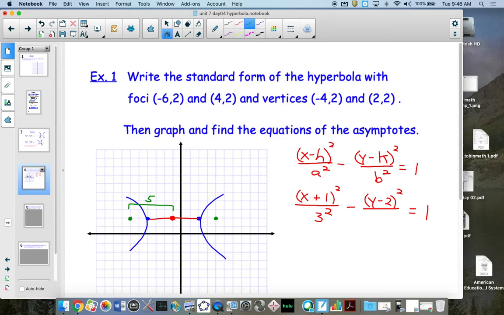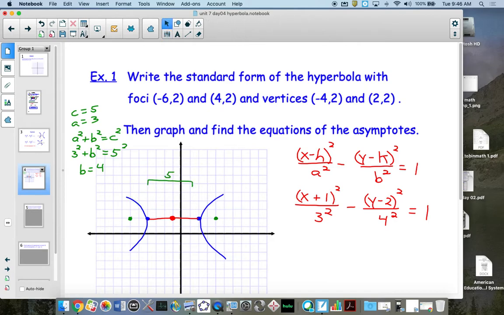So c is 5. See if I can find some room for this. Let's do it over here in the corner. So c is equal to 5. a was equal to 3. And we know that a squared plus b squared equals c squared. Well, this is a nice Pythagorean triple. So you probably already figured out that b is going to equal 4. So therefore we can complete our equation. And notice b is bigger than a in this case. So you have to forget about what you were doing with the ellipses, that a was always bigger than b.